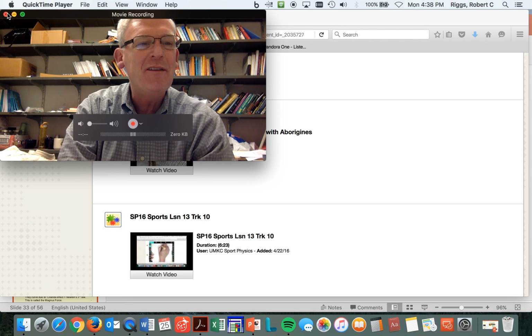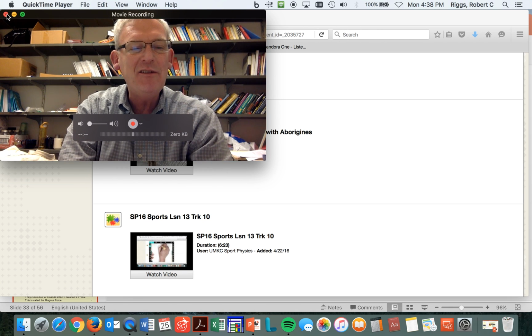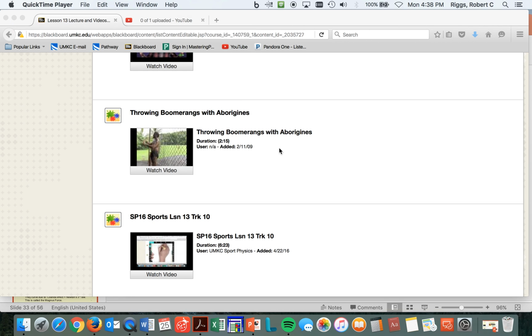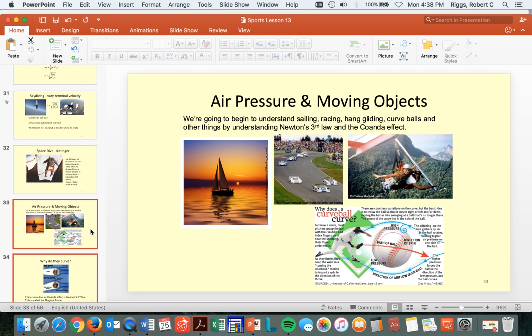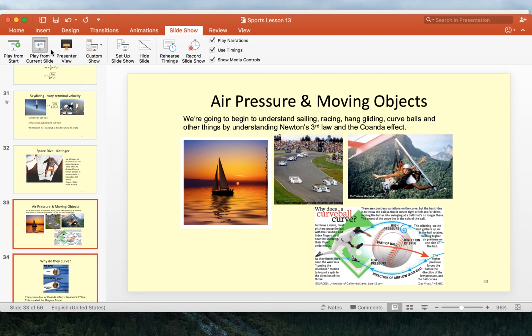That's what we're doing here. So this is a little pause in the action so you can see what a Magnus Force actually is. All right. So here we go. Air pressure on moving objects is what we're doing here. So let's just go ahead and go to the slideshow.